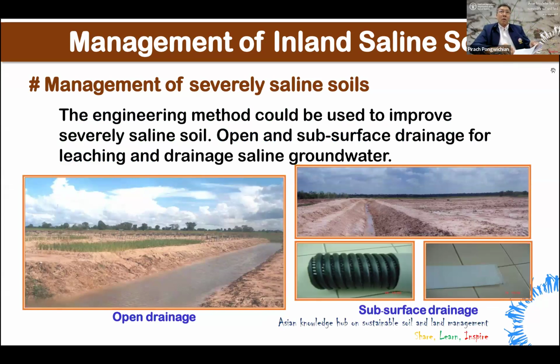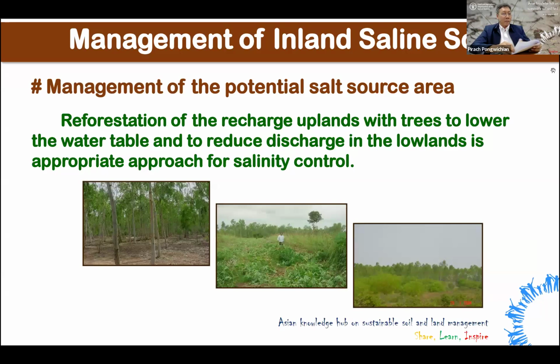This slide shows open and subsurface drainage for leaching and draining saline water. And for the potential salt area, or the upland area, reforestation of the recharge upland with trees to lower the water table and to reduce discharge in the lowland is an appropriate approach for salinity control. The type of tree recommended is eucalyptus. It's a fast-growing tree and uses a lot of water.